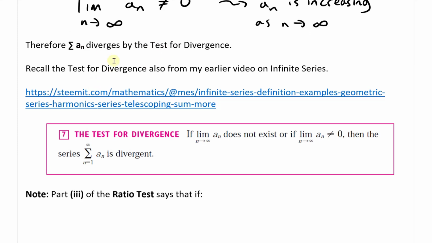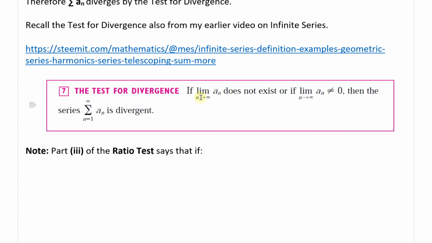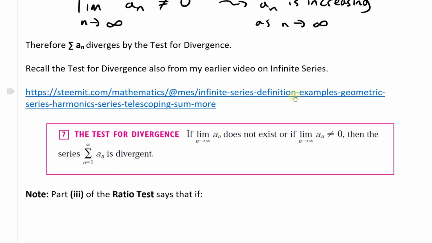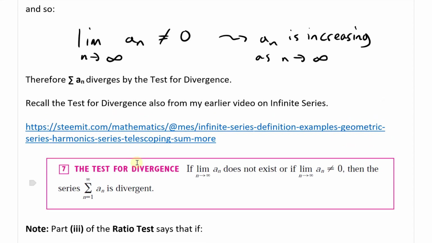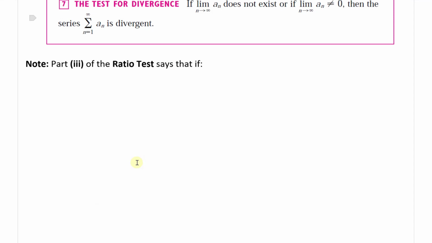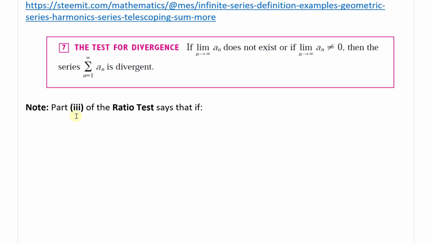And recall the test for divergence from my earlier video on infinite series and geometric series. The test for divergence: if the limit as n approaches infinity of an does not exist, or if the limit as n approaches infinity of an is not equal to 0, then the series, the summation from n equals 1 to infinity of an, is divergent. So recall from that. Now let's look at part 3 of this ratio test.